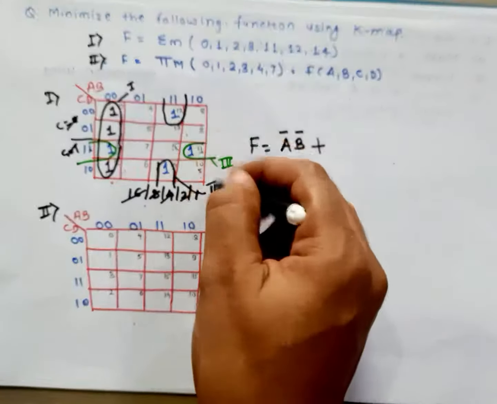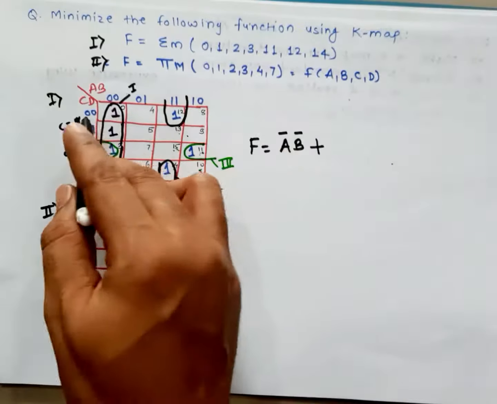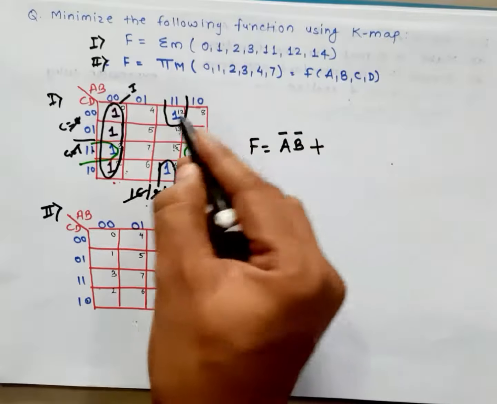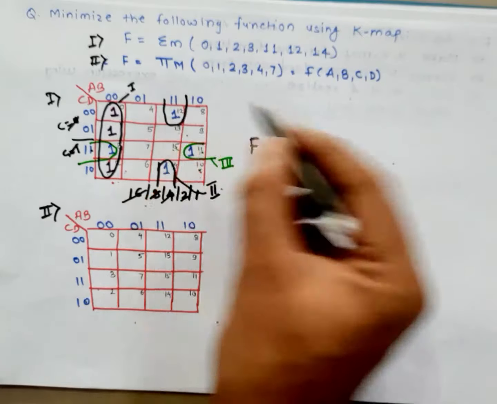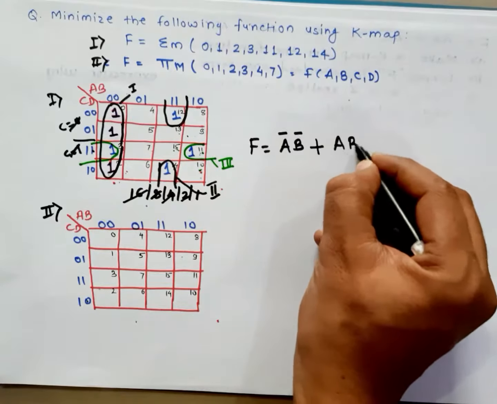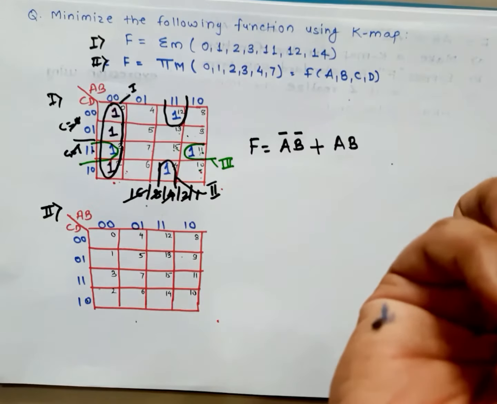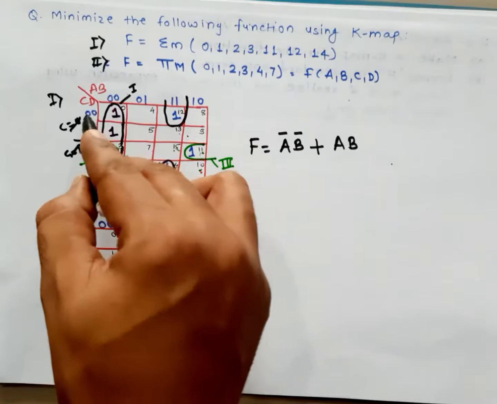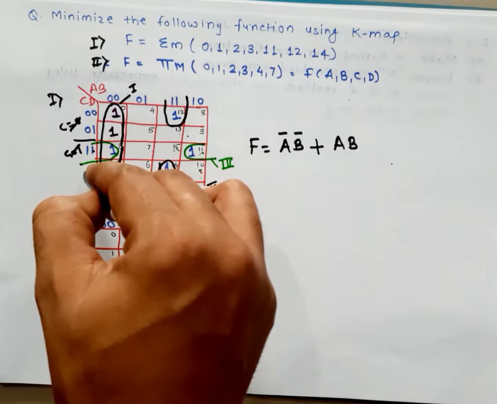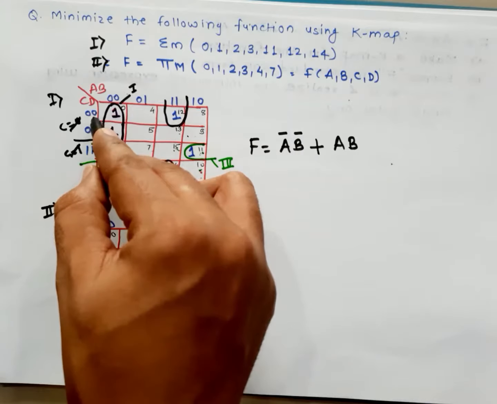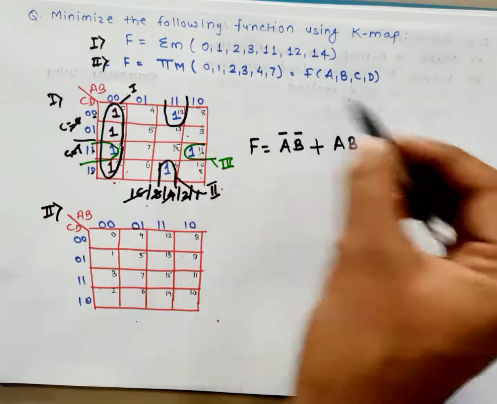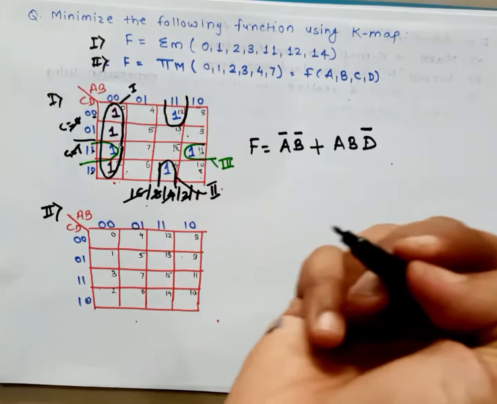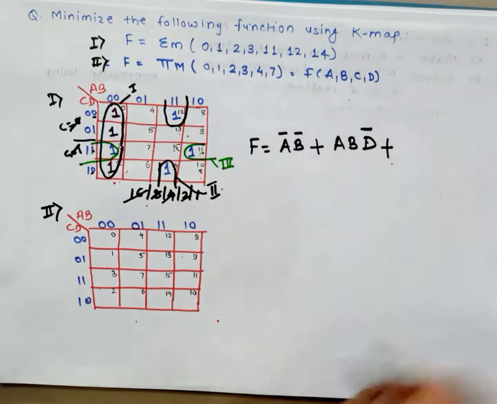Now consider the second group. This column and these 2 rows are considered, the first row and the last row. So for this column the value of A and B is 1, 1. Now for these two rows, the value of C is 0 and 1, so it gets eliminated, and D is 0 and 0. For both cases D is 0, so that's why we require D bar.